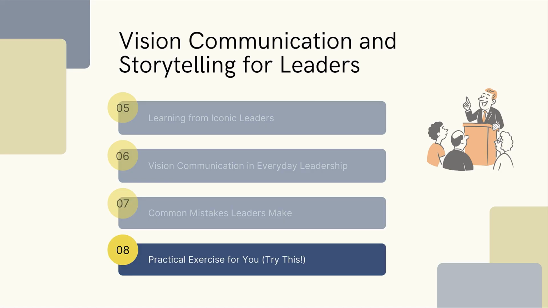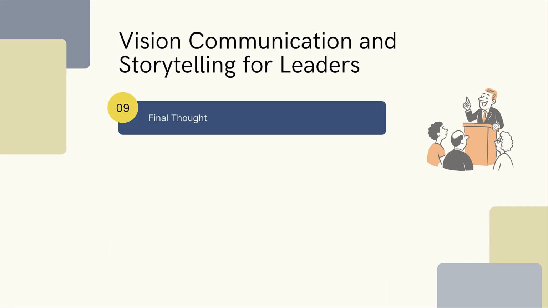Practical exercise for you. I'd love for you to practice this. Write a short vision story, 5 to 6 sentences, for one of these: your team's future, a change you want to introduce, or a personal leadership goal. Use this structure: where we are now, what challenge we face, where we're going, and why it matters. No perfection needed. Clarity and sincerity matter more.